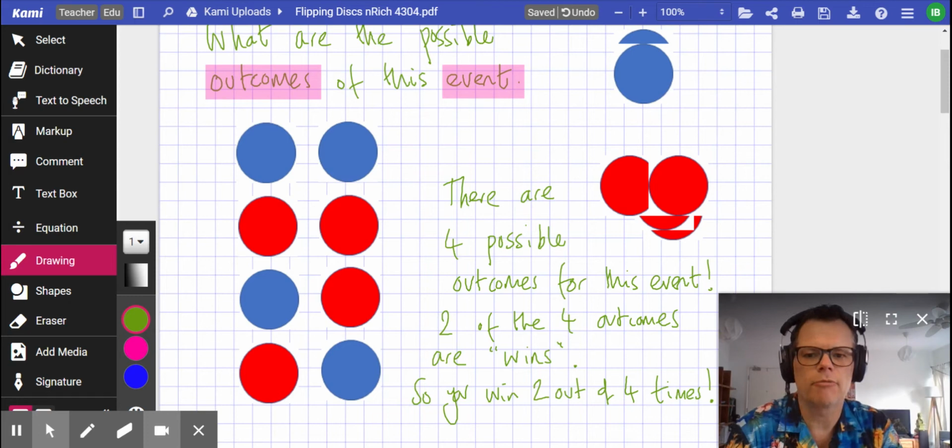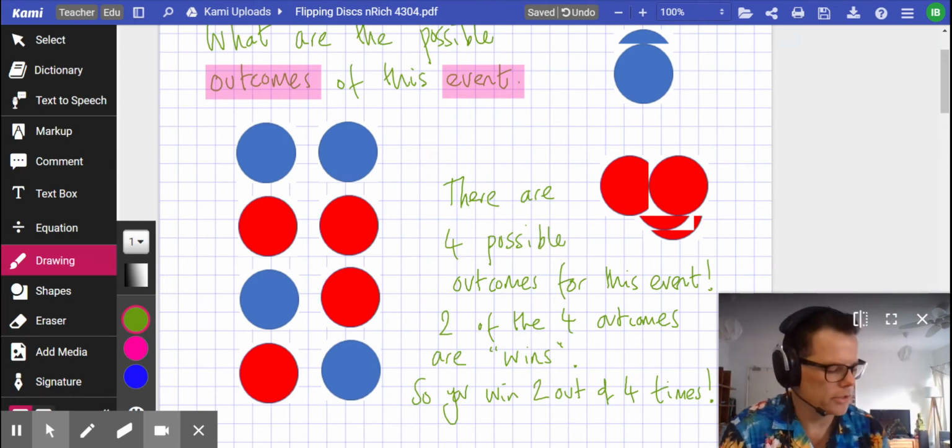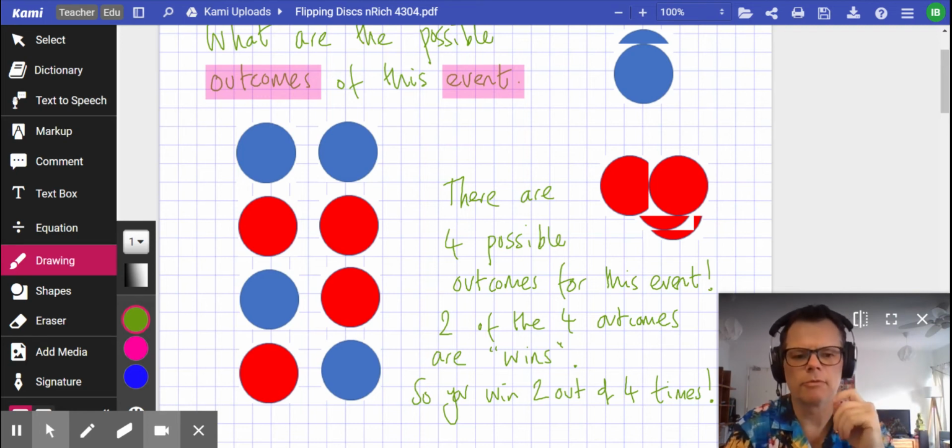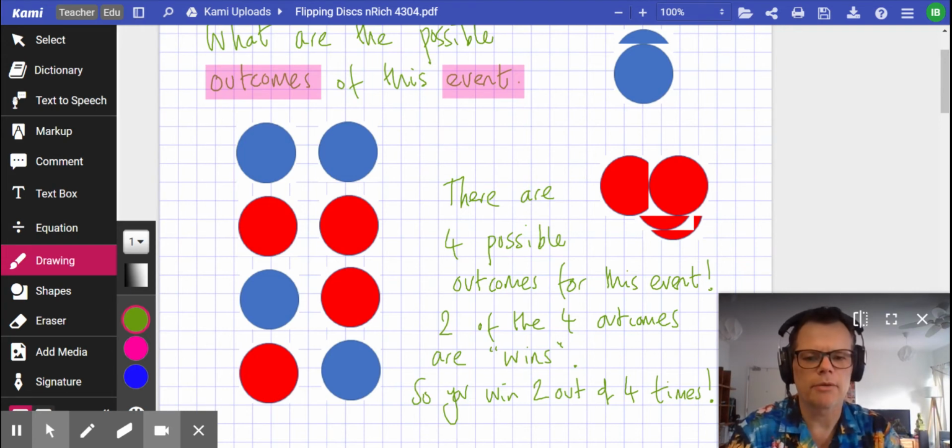This is actually a random event. When I flip my coins, if I'm at home here, I can't guarantee that 2 out of every 4 times I do it, I will win the game, that 2 of my discs will face up the same colour. So that's another word in mathematics that we might want to think about. There's some randomness. You might want to pause the video and think, well, what does random mean? And random, of course, I can't control the outcomes of these events. I can't control it in any way.